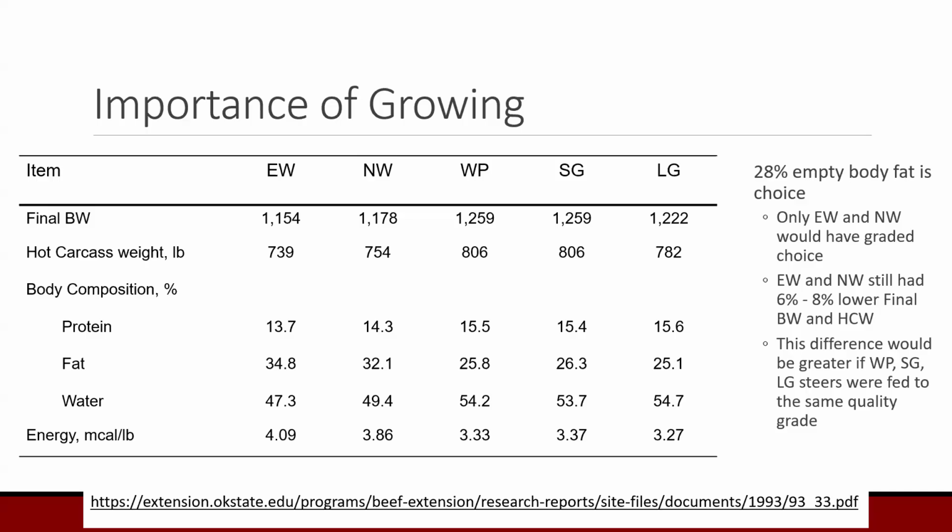Okay, those that did not experience a growing phase had lighter hot carcass weights. They were much more fat. These are the only two treatments that would have graded choice or higher.